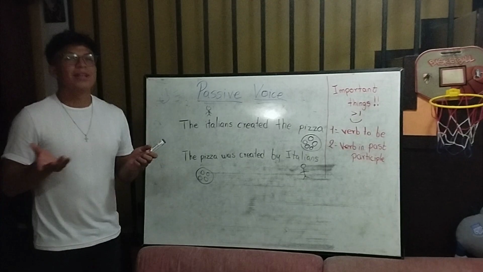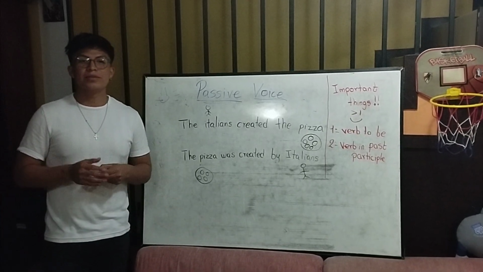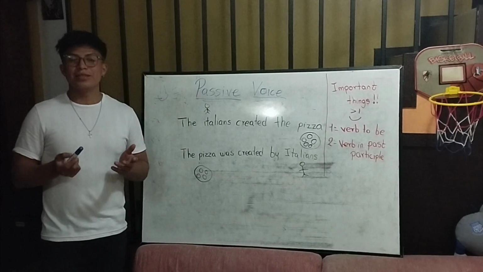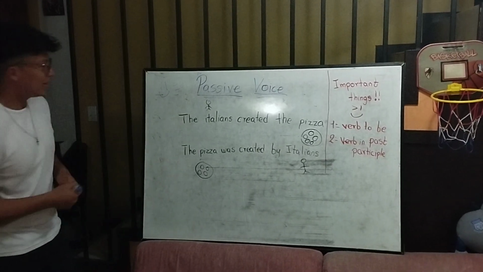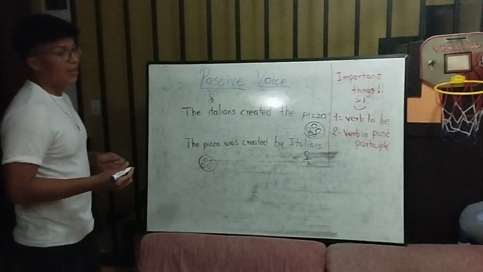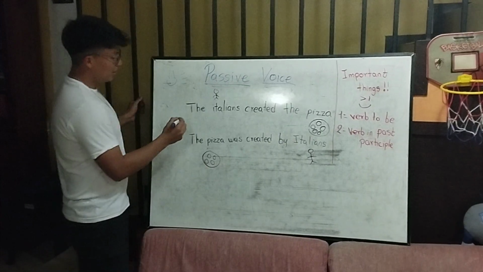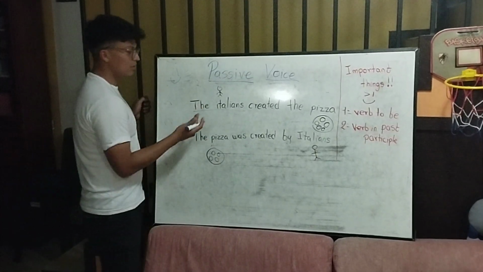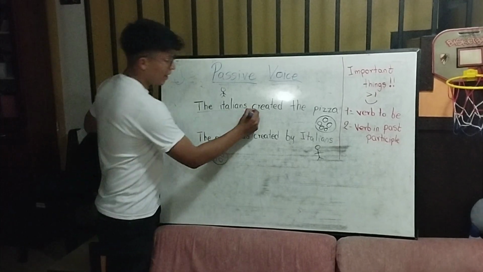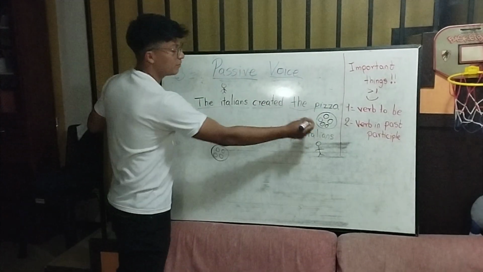We all love pizza, and we know that the Italians made the pizza. In this case, I write an example. For example, the Italians is the subject, the persons who create the pizza, and the pizza is the object.